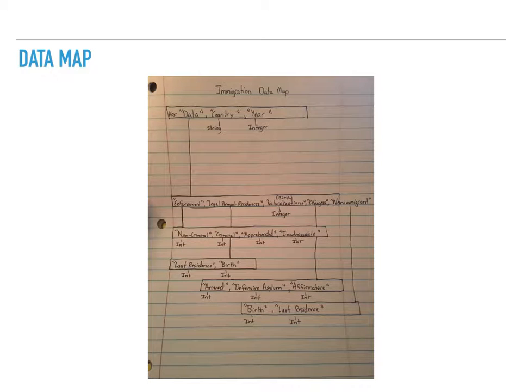The next slide is my data map. As you can see, it starts with the dictionaries of data, country, and year, and then is broken down into more complex keys and dictionaries, such as enforcement, legal permanent residences, naturalization, refugees, and non-immigrant.